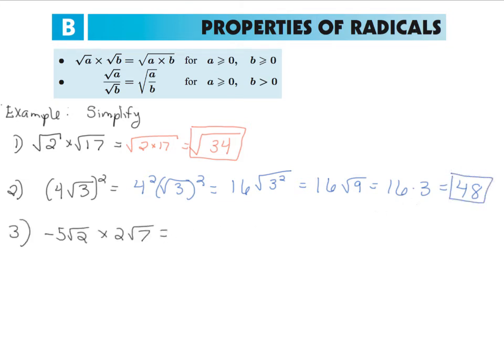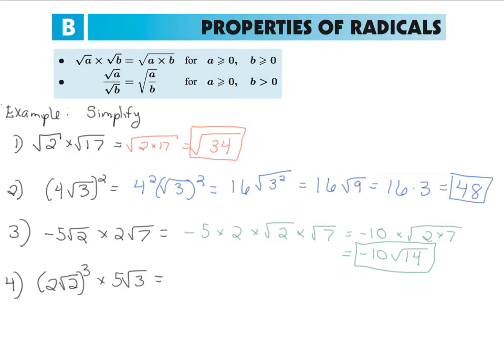In example 3, we need to remember to put our like terms together. So we're going to multiply the numbers outside the radicals together. That means I have negative 5 times 2. And then I'm going to multiply the numbers under the radical. So that's the square root of 2 times the square root of 7. Now using our new property of multiplication, I can rewrite this as negative 10 times the square root of 2 times 7. Well, 2 times 7 is 14. So my simplified answer would be negative 10 times the square root of 14.